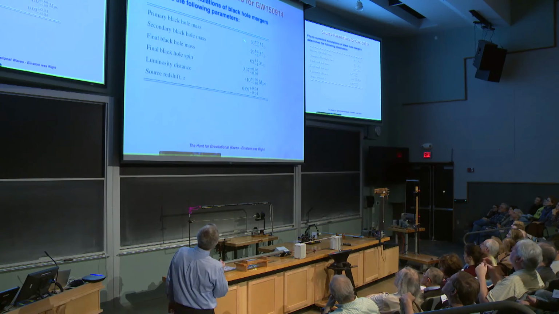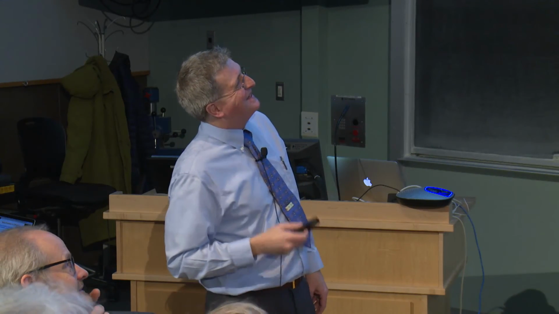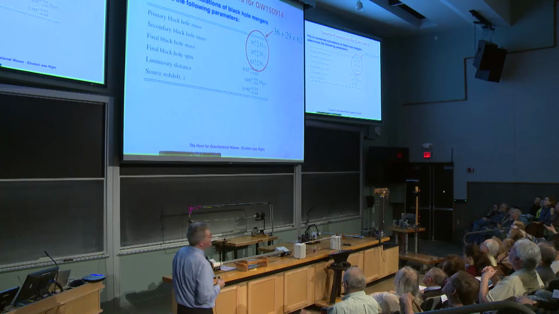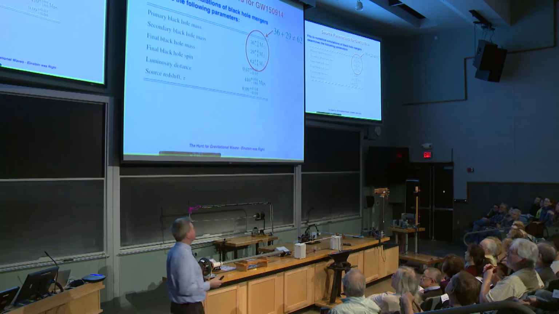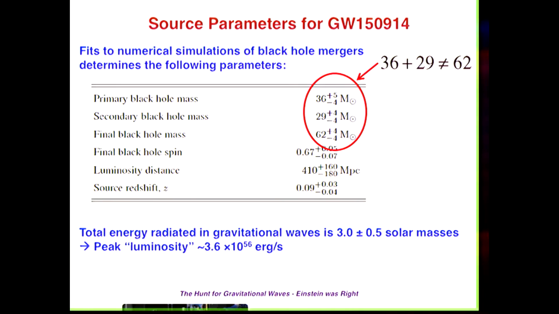Now, does anything trouble you about that? Okay. They don't add up, do they? Yeah. So 36 plus 29 is not equal to 62. So what happened? Yeah, it went into gravitational waves. 3 solar masses got vaporized in the form of gravitational radiation.